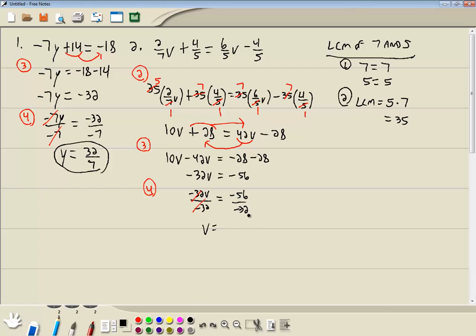And 56 and 32 are at least both divisible by 4. That gives us 14 up there, and 32 divided by 4 gives us 8. I guess they're divisible by more than 4. They're both still divisible by 2, so that gives me 7/4. So I guess they're both divisible by 8 to begin with. So our answer is v is equal to 7/4.